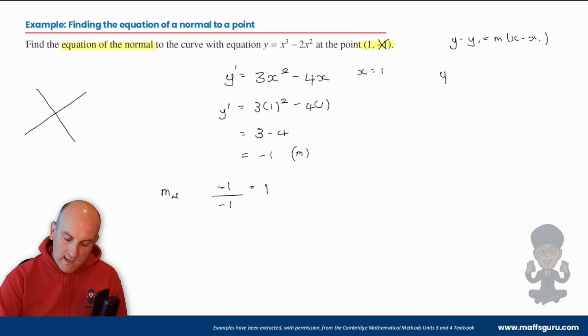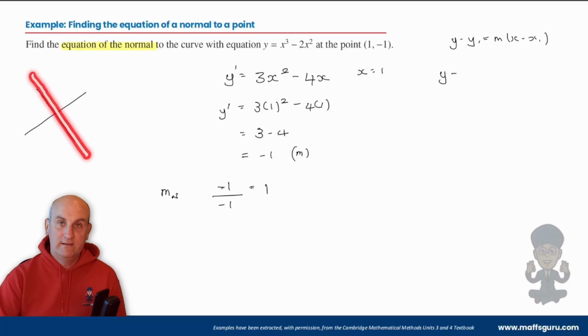So we got y minus y1. What's my y1? Well, now we need that y value. You may turn around and say, but hold on a moment. Is it the same point? Yes, because we have found the gradient at a particular point. That point that I'm highlighting there is where we found the gradient, 1 minus 1. The normal passes through that point as well.